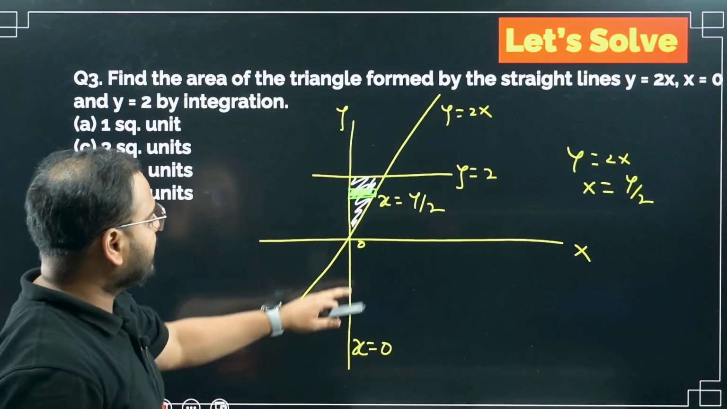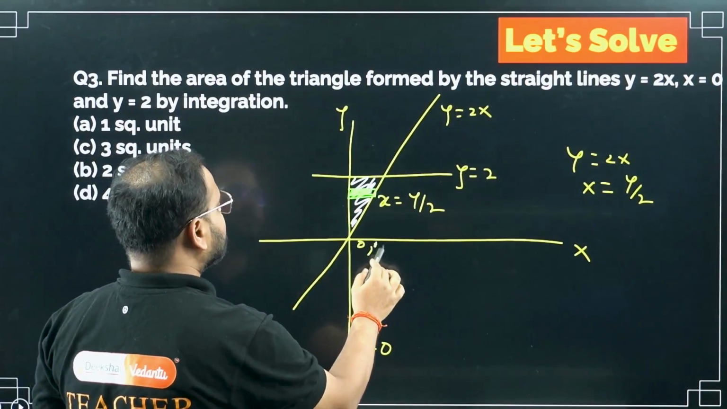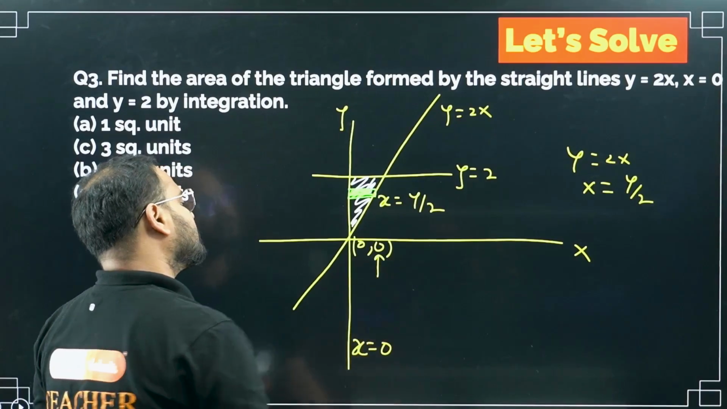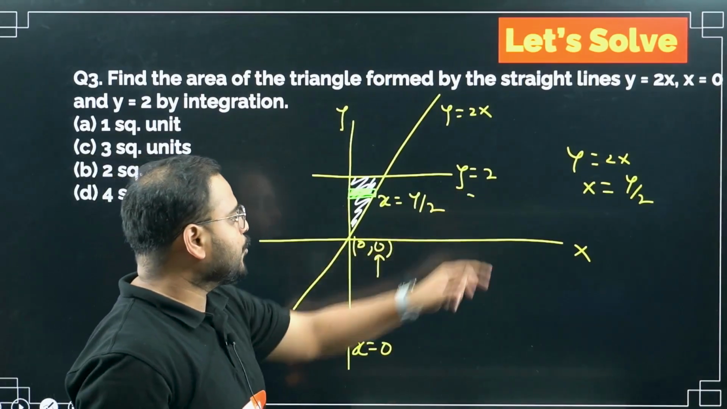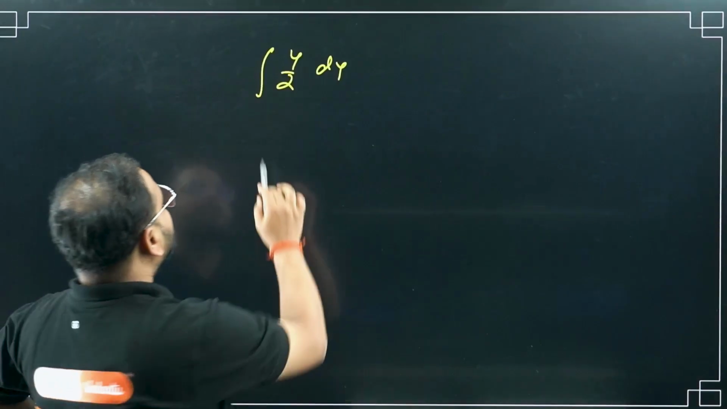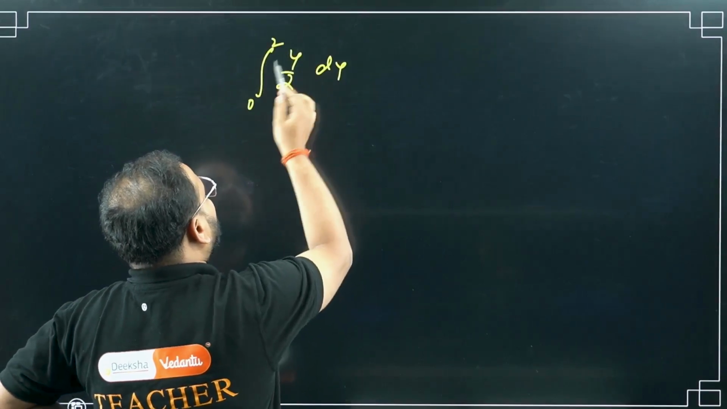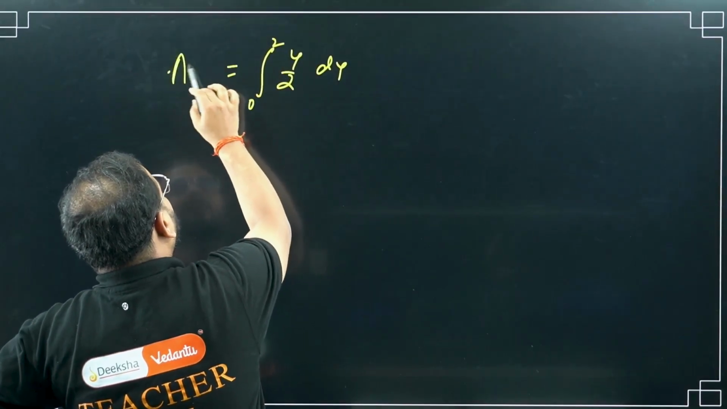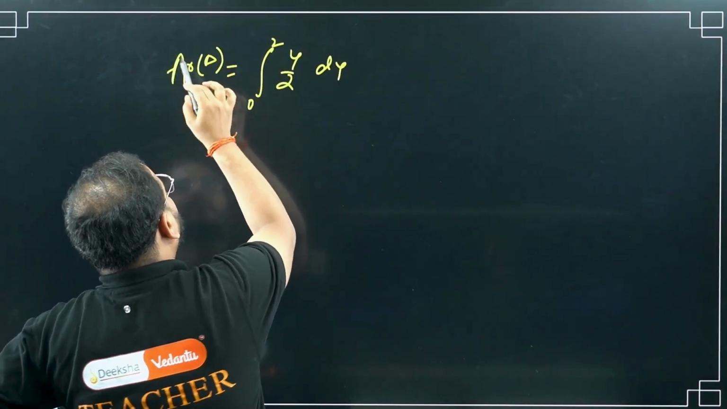2. Please check. What is the y value over here? 0, right? So my y coordinate is 0. And what is the y coordinate over here? 2. So I can write this as 0 to 2, and this will be the area of the triangle.